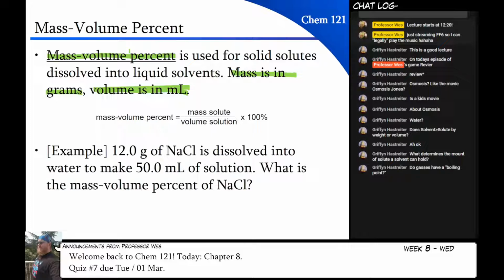So let's do an example of this one. I'm going to prepare a solution with 12 grams of sodium chloride, and I am going to add enough water so that the volume of the solution ends up being 50 milliliters. What is the mass volume percentage of sodium chloride? This one should be pretty straightforward, so I'm going to give you 2 minutes to calculate the answer. Put it in the chat, and we'll go over the answer in just a second.